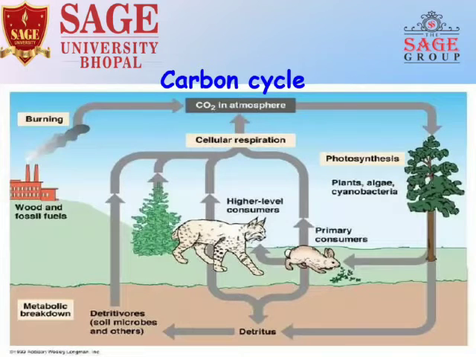This is the carbon cycle. In the first portion, you see carbon dioxide is present in the atmosphere. From where is this carbon dioxide available in the atmosphere? From the factories where wood and fossil fuels are burned, and with the help of these burnings, carbon dioxide is present in the atmosphere, and this carbon dioxide is taken by plants, and plants release oxygen, which is vital for all human beings.